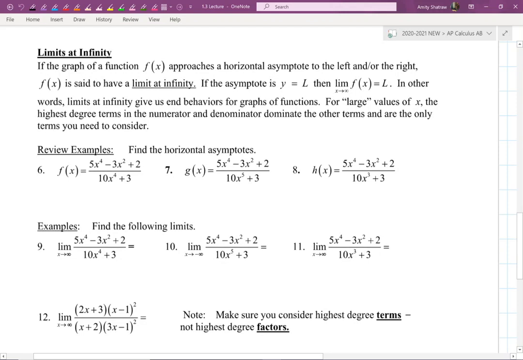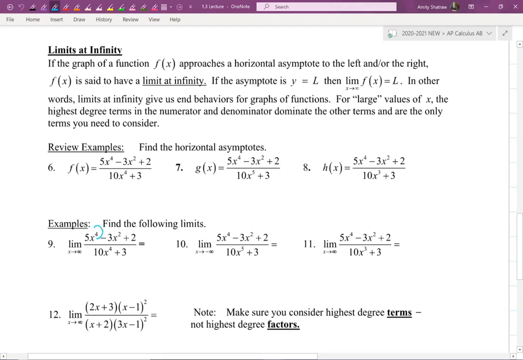For large values of x, the highest degree terms in the numerator and the denominator dominate the other terms and are the only terms that you need to consider. So, when I imagine going to infinity, just like in the above problems, I plugged in a number that was close to my limit. Well, if I'm approaching infinity, a number that would be close to my limit is like, I don't know, a million. And you say to yourself, if you're going to take a million to the fourth power, well, there are already 6 zeros in a million, and so that's 6 times 4. There's going to be 24 zeros.